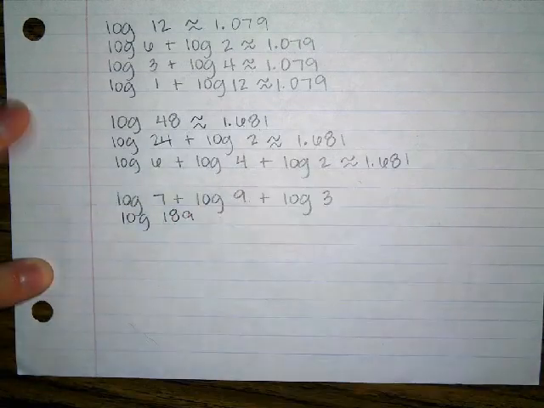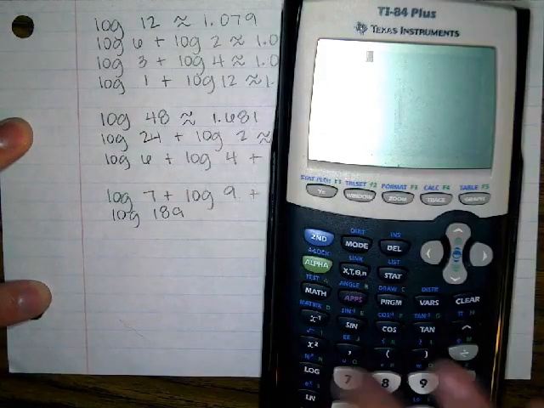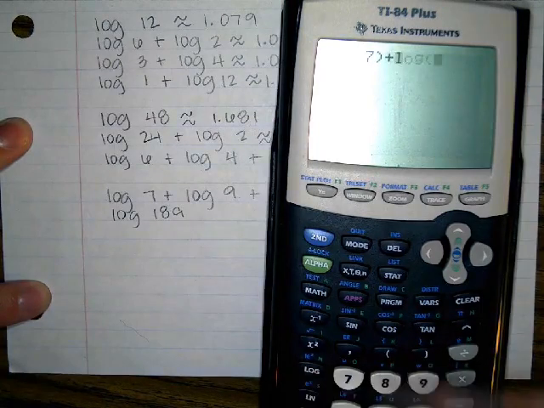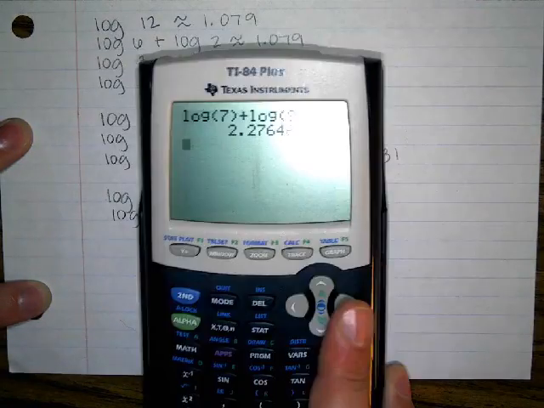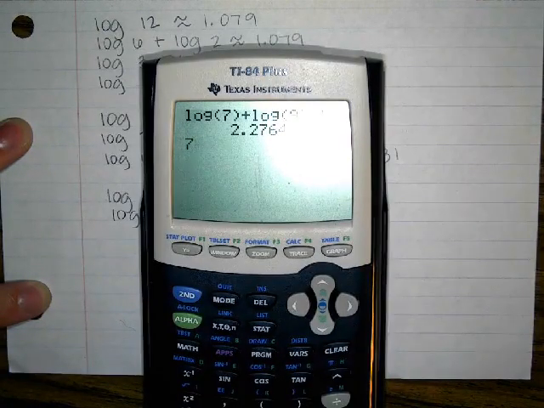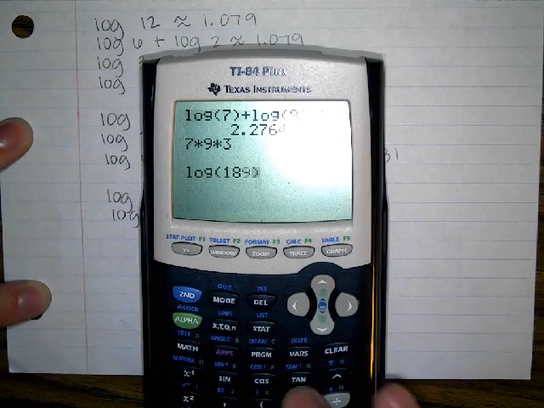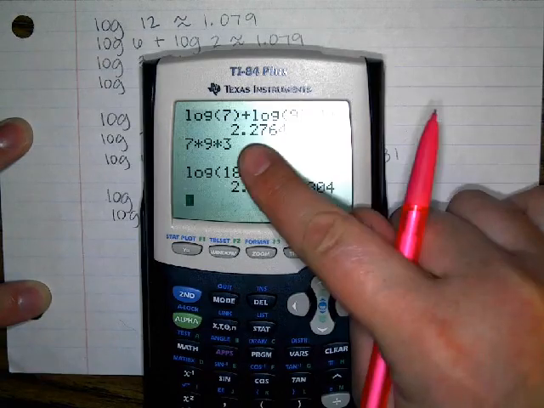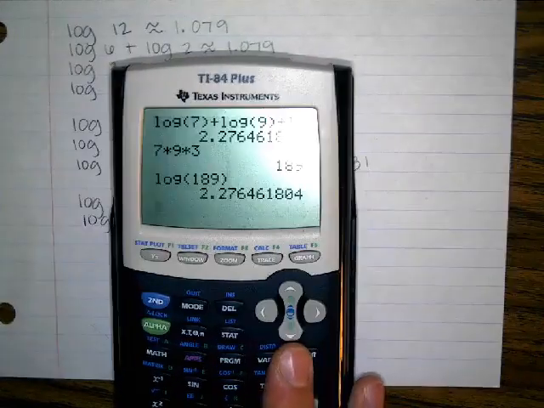And we can double check that, right? We can say log 7 plus log 9 plus log 3 is that decimal. 7 times 9 times 3 is 189, so log 189 is going to be the same decimal. 2.276, 2.276. Same thing. Does that make sense?